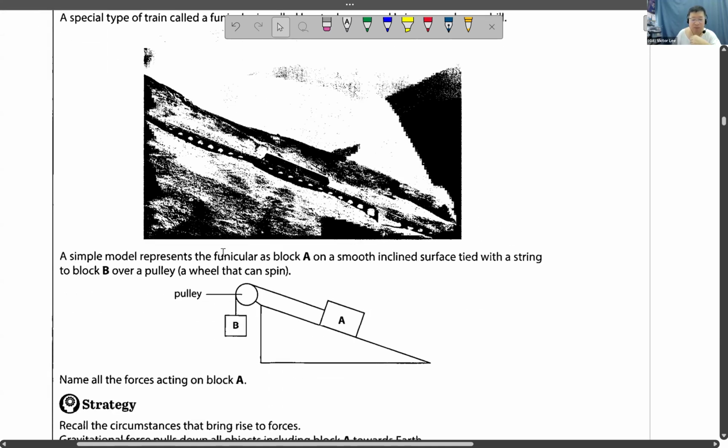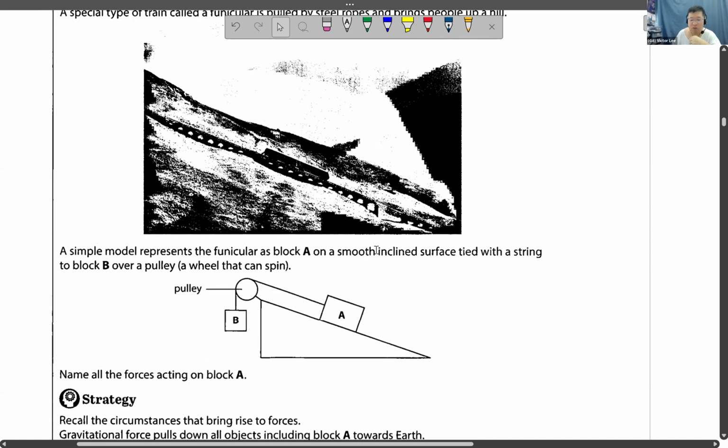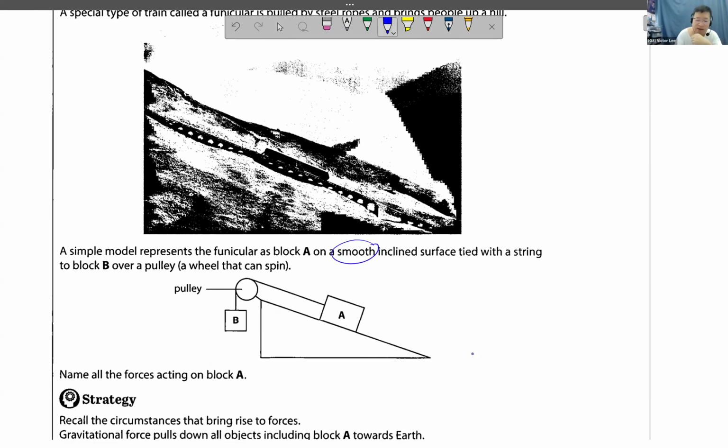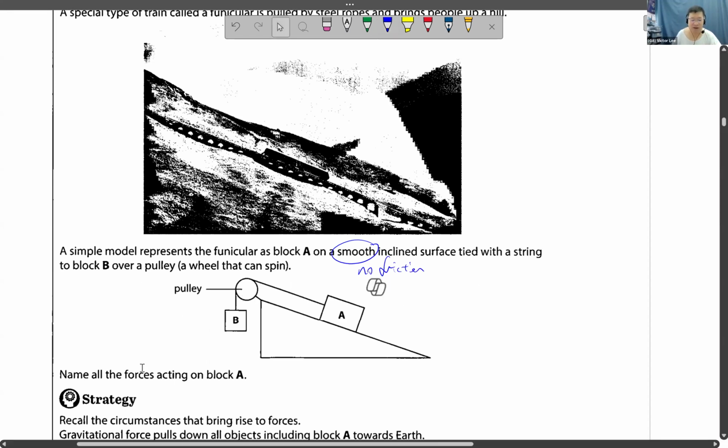So a simple model representing the funicular is a block A on a smooth inclined surface. When you mention the word smooth, we can say that there's no friction. Whenever you see the word smooth, you can assume there's no friction. With a string tied over here, name the forces that act on A. Now think carefully, what kind of forces act on A? Maybe just name some.